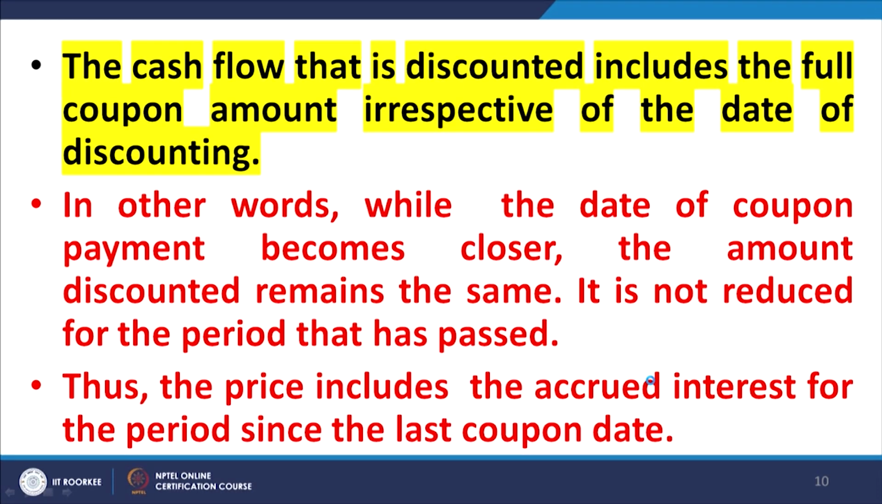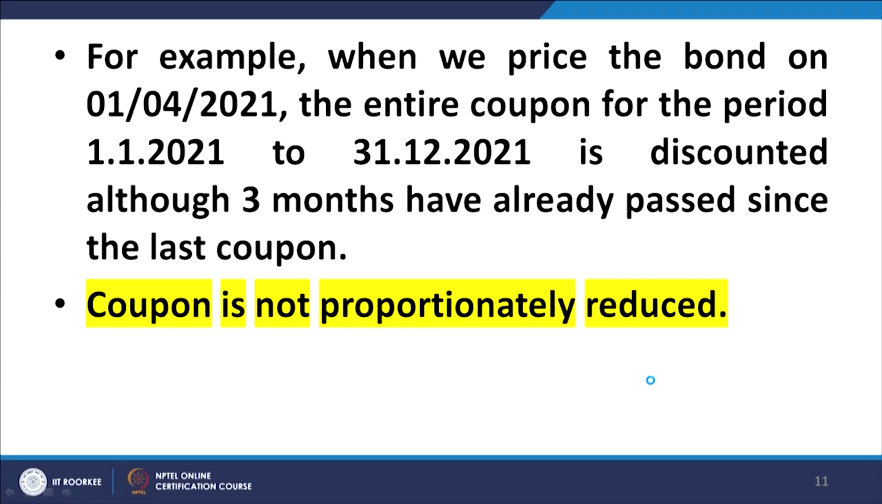Thus, the price includes the accrued interest for the period since the last coupon date. Because the coupon payment is not reduced, the coupon is discounted at its full value. Therefore, the price that we arrived at includes the accrued interest for the period which has elapsed since the last coupon date. This is the example that I have alluded to just now. The coupon is not proportionately reduced. Let me reiterate this statement.